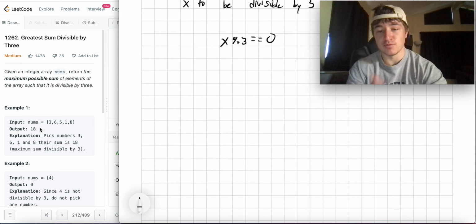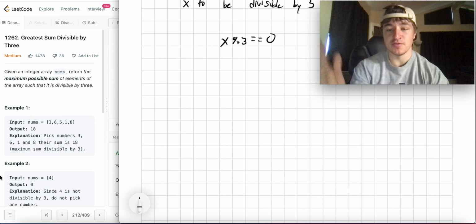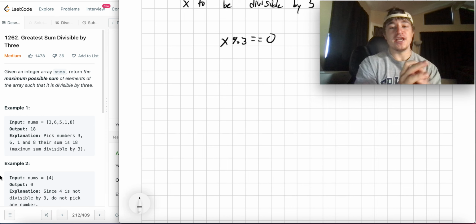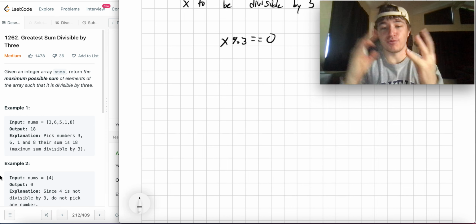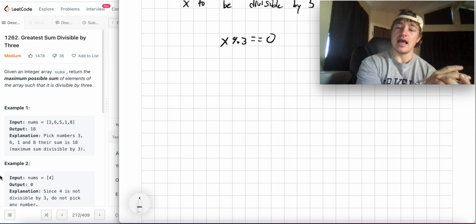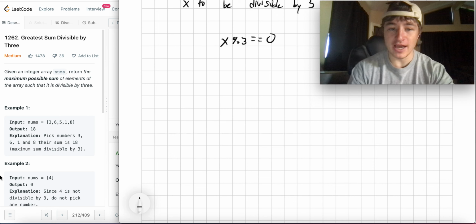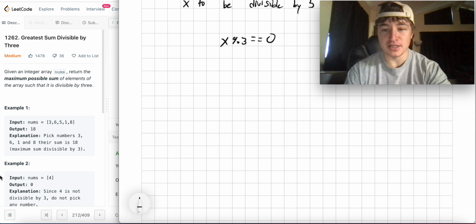And mod, right, is the remainder, which makes sense when you think about divisibility, because what does divisibility mean? Divisibility means that 3 is a factor of that number. So if 3 is a factor of that number, x mod 3 will equal 0. So that's what divisibility means.